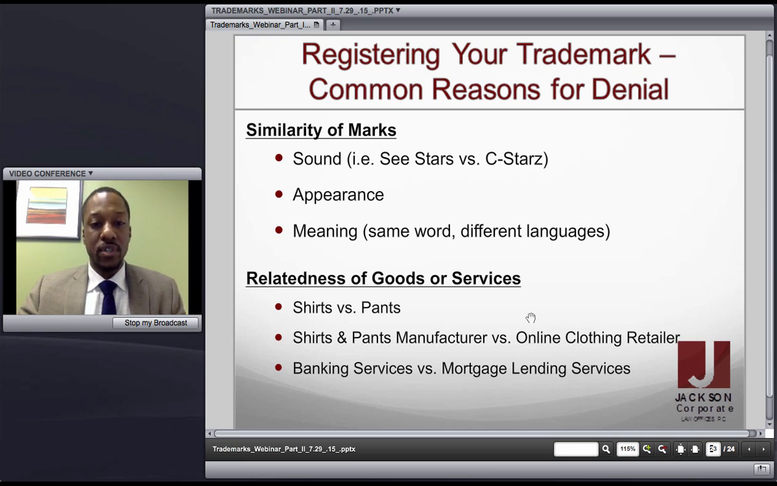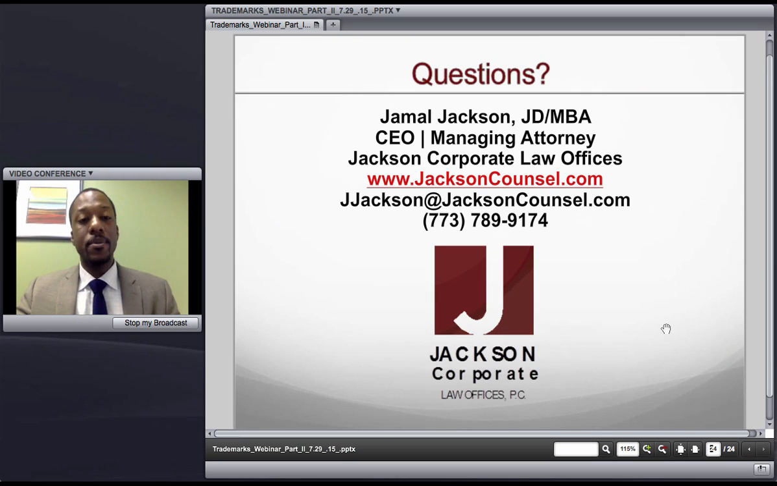And then you have relatedness of goods. So shirts versus pants, both clothing, they're not that far apart from each other. Shirts and pants manufacturer versus online clothing retailer, and then banking services versus mortgage lending services. So these are things that you all want to be cognizant of when you are actually branding yourself, figuring out what trademark you want to officially utilize to identify your goods or services, and really understand that these are some of the points that you want to avoid so that it's easier to push your application through.